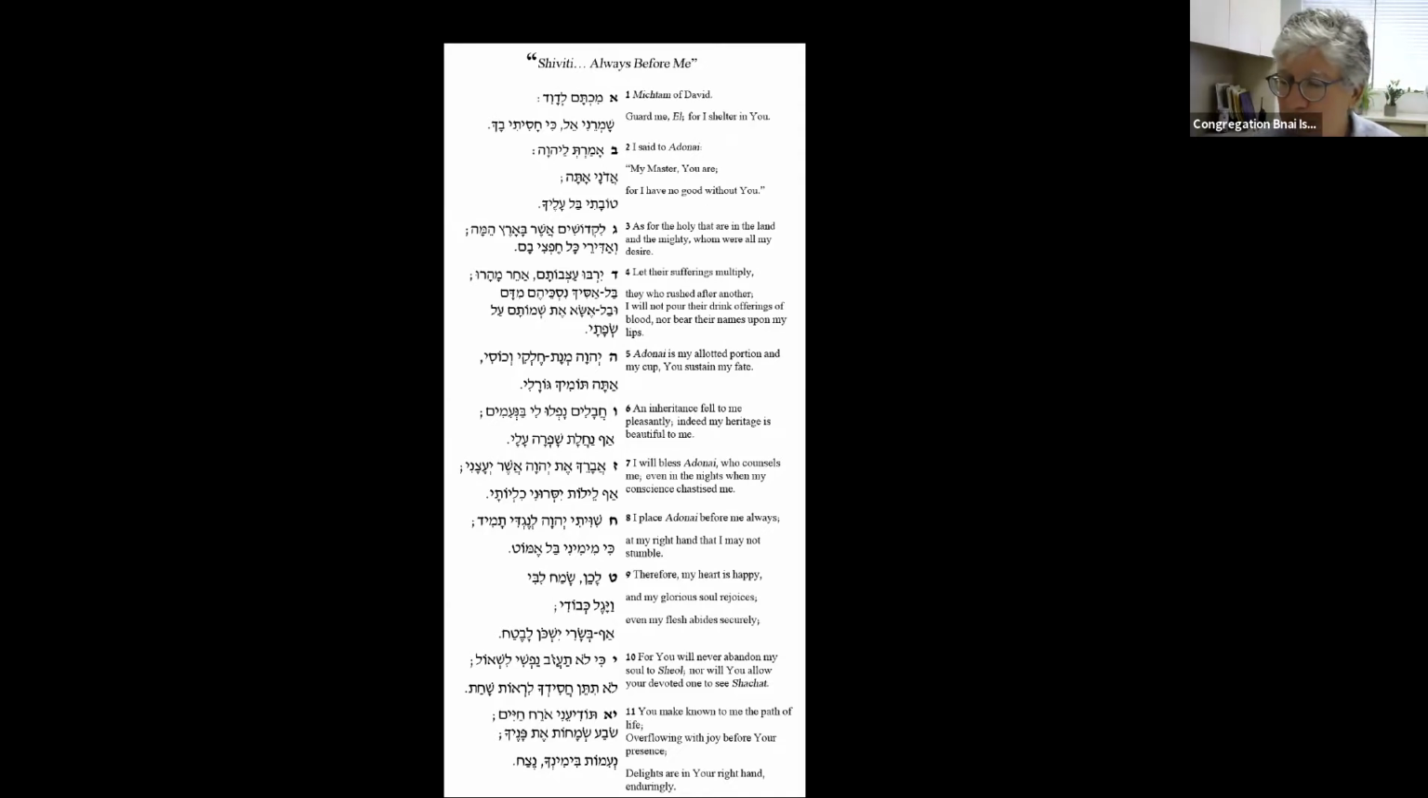And in that regard, look at verse 10 for another tension. For you will never abandon my soul to Sheol, nor will you allow your devoted one to see Shachat. Now, we talked in a previous session about the world to come, and there is a sense in Psalms of seeing death as going into the grave. And what is Sheol, the netherworld, is an unknown rather than a longing. That seems to be the implication here. Do not abandon my soul to Sheol. Do not allow your devoted one to see Shachat.